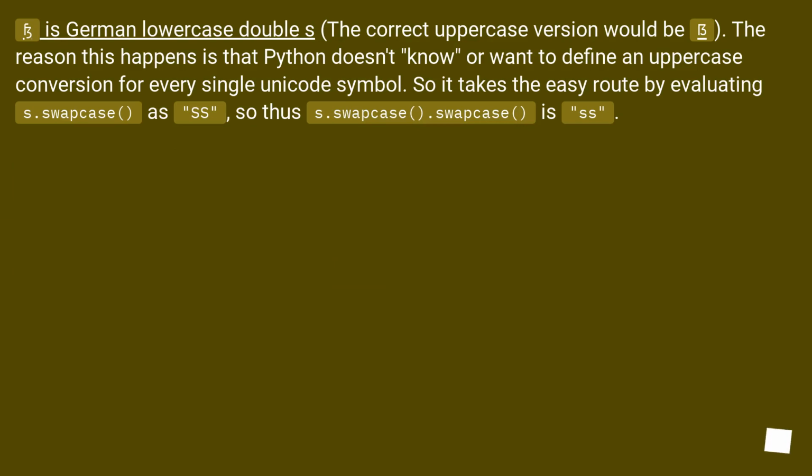The reason this happens is that Python doesn't know or want to define an uppercase conversion for every single Unicode symbol. So it takes the easy route by evaluating s.swapcase() as ss, and thus s.swapcase().swapcase() is ss.